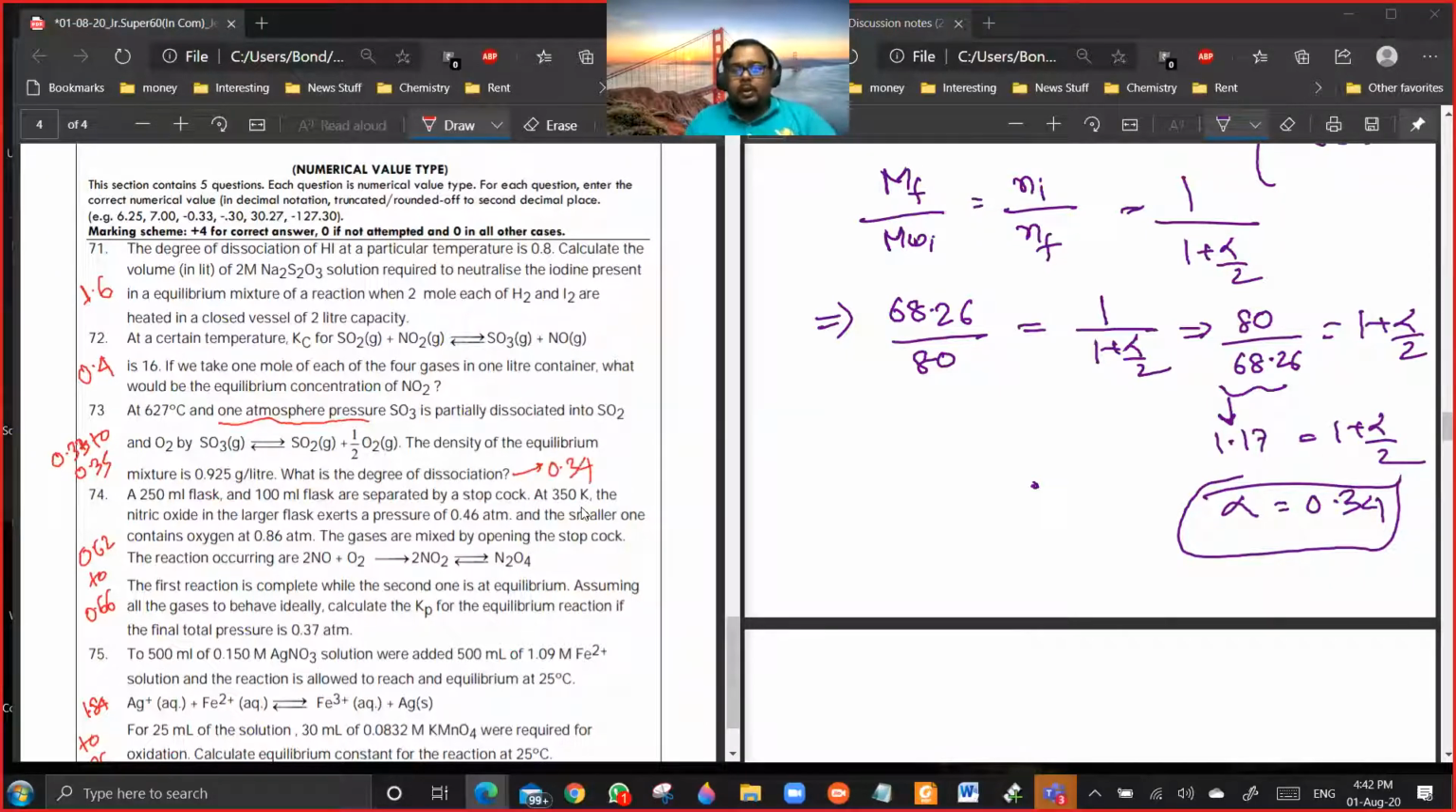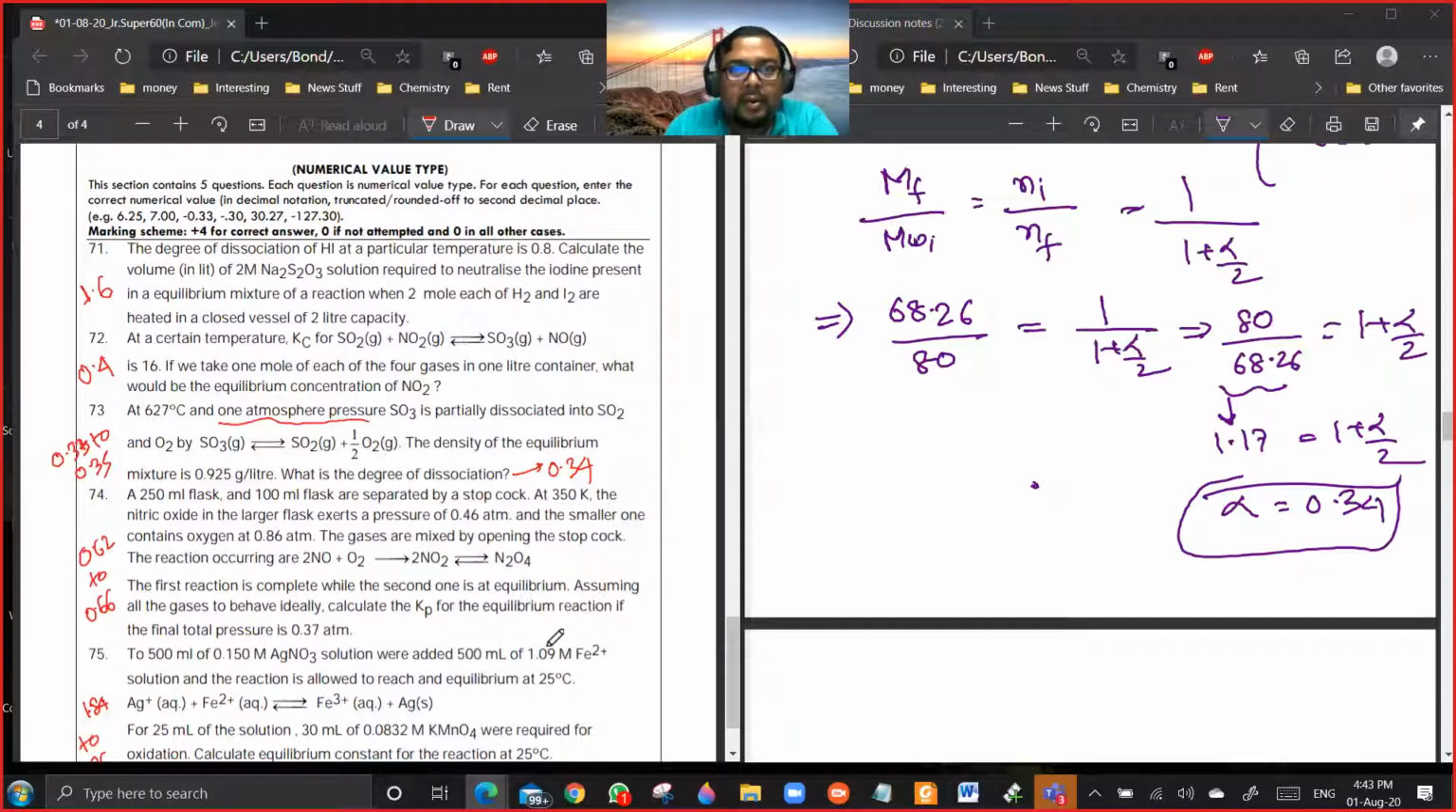So this will work. I think I have discussed this question on PCl5. Okay, so I think you should be able to do this question. Yeah, they have given the range from 0.33 to 0.35. 0.33, 0.34, 0.35, all will do.